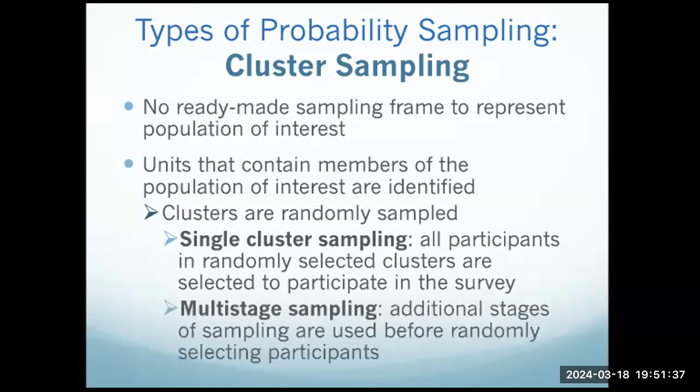So multi-stage sampling is sort of similar to stratified sampling, where you might subdivide certain groups. So maybe you would divide it into Northern California community colleges and Southern California community colleges and then choose from those.